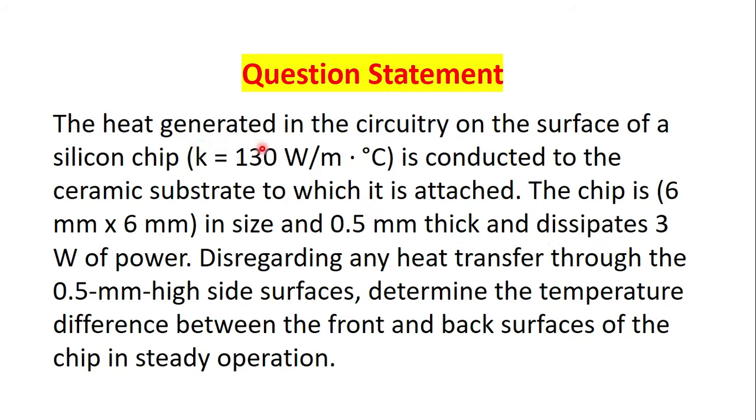Heat is being generated in the circuitry on the surface of a silicon chip which has a thermal conductivity K equal to 130 watt per meter per degree centigrade, and this heat is being conducted to the ceramic substrate to which it is attached. The chip has the dimension of 6 millimeter by 6 millimeter in size and 0.5 millimeter thickness, and the heat dissipates at the rate of 3 watt, which is given in the question statement.